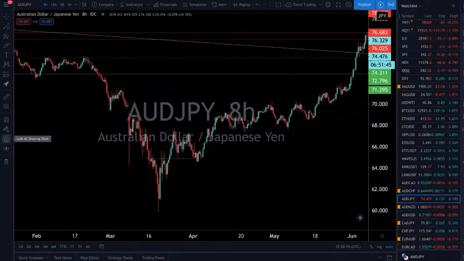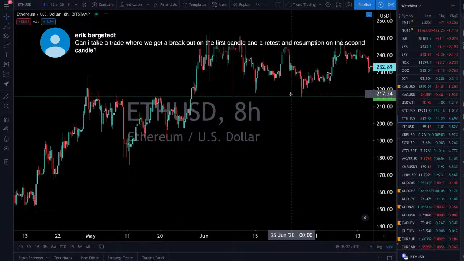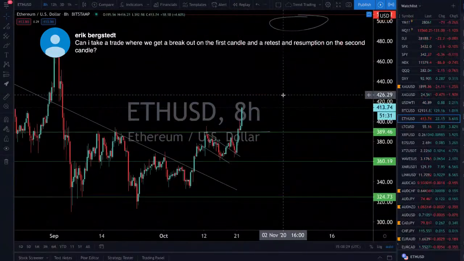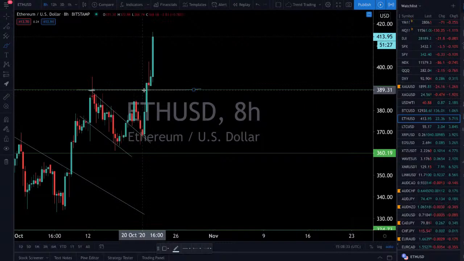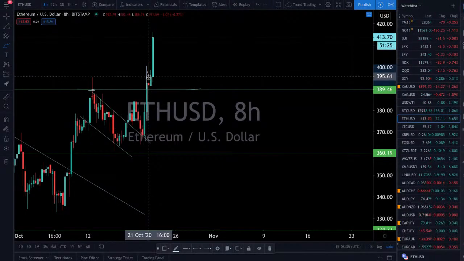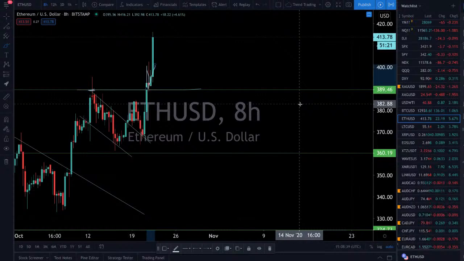Could I take a trade? Eric's asking, could I take a trade where we get a breakout on the first candle and a retest and a resumption on the second candle? Tell me if I'm right or wrong on this. Is this what you're talking about here on Ethereum? Ethereum had a breakout, a retest, and then a resumption up. And 100%, this is a valid setup.